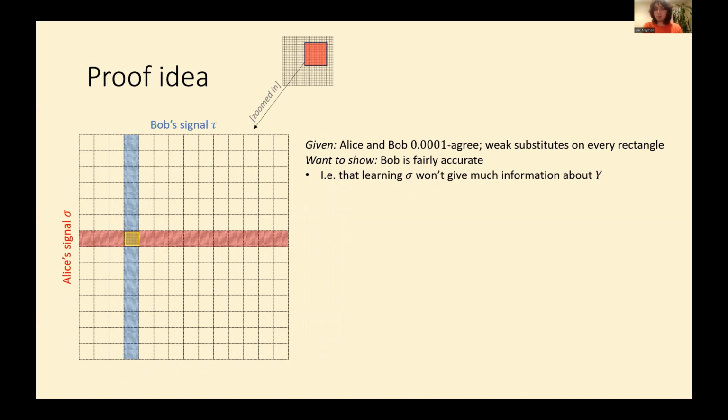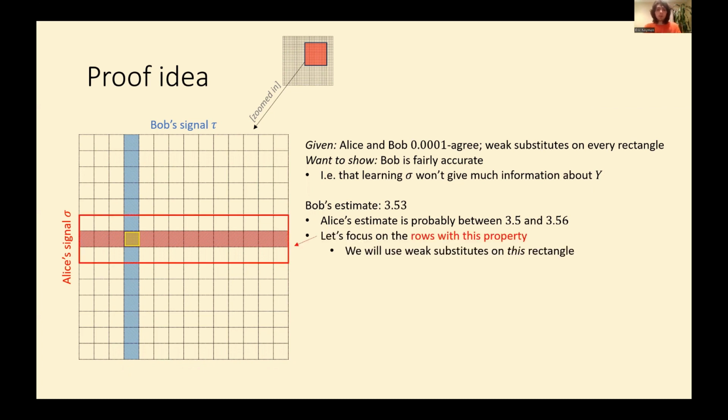Now, we know that Alice and Bob approximately agree. That is our given. And what we want to show is that Bob's estimate is fairly accurate. In other words, that learning sigma won't give Bob much information about y. So let's say concretely that Bob's estimate of y is 3.53. Because Alice and Bob approximately agree, Bob knows that Alice's estimate is likely to be somewhere between 3.5 and 3.56. So let's focus in on the rows corresponding to Alice's signals that have this property. These rows are outlined by this red rectangle, and we will use weak substitutes on this rectangle.